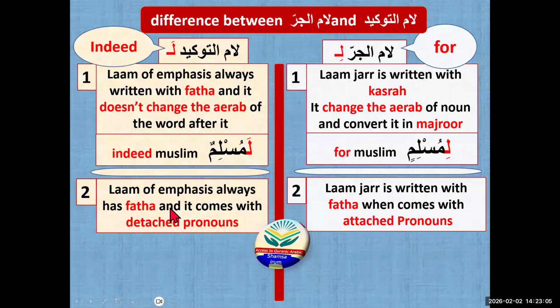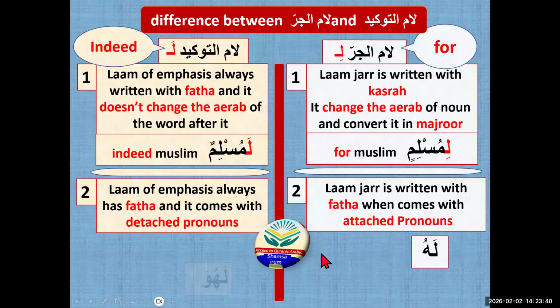Laam of Emphasis always has fatha, and it comes with a detached pronoun. The difference you can see is in the types of pronoun. Laam of Jar is attached with dependent pronouns, meaning attached pronouns. On the other hand, Laam of Emphasis connects with detached pronouns. Okay, this is the difference. I will show you with an example, so inshallah ta'ala you can learn easily. As you can see, the first word is lahu. This lam is laam jar. It also has fatha on top of it.